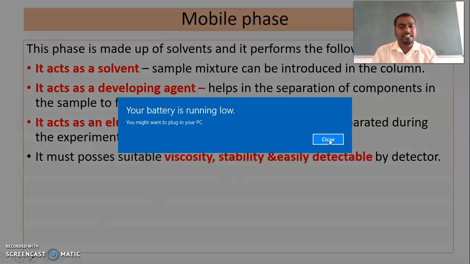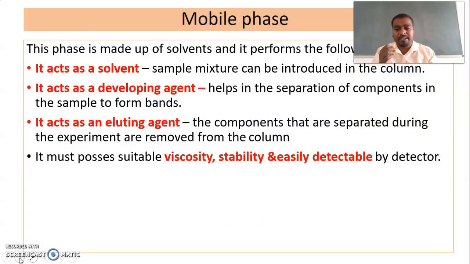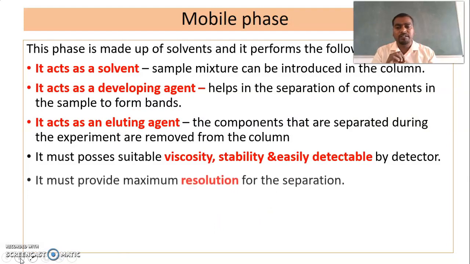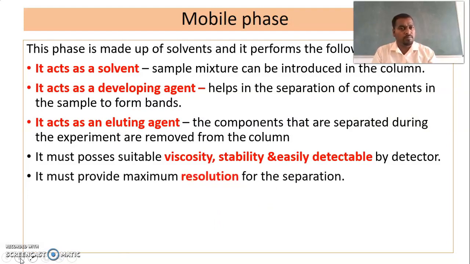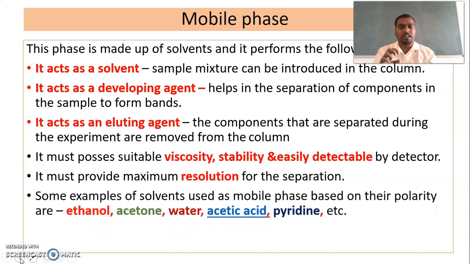and it must be easily detectable by a suitable detector, and along with that it must provide maximum resolution. Resolution is nothing but the separation, the band separation, the bandwidth in a chromatographic column. So it must be able to identify each analyte by the different colors in the column. This is called resolution. Good examples of mobile phases we usually use are ethanol, acetone, water, acetic acid and pyridine.